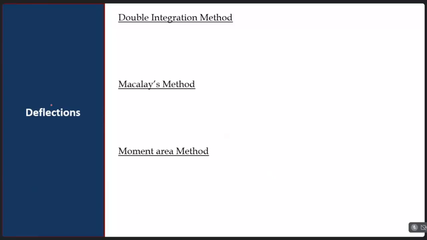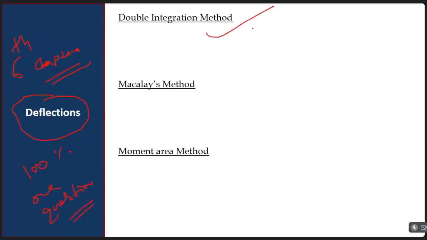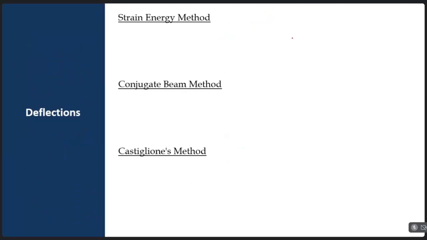Here is our next chapter, chapter number 6, the sixth chapter, and this one is also very important. From the sixth chapter, there is a 100% guarantee of one question from this topic in the examination. Here we have different methods: double integration method, Macaulay's method, moment area method, then strain energy method.